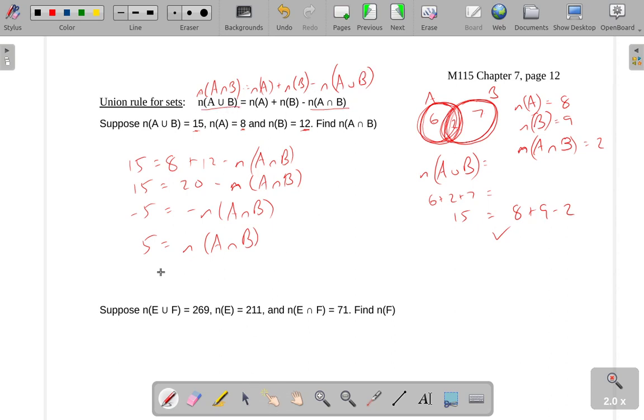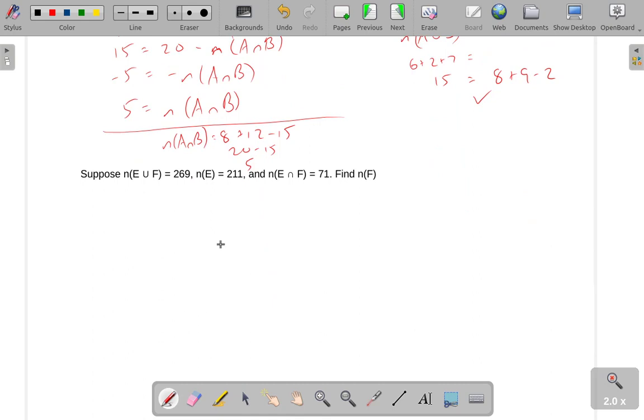So how that might work on this one is if you took 8 plus 12 minus 15, this would give you the size of the intersection. 20 minus 15, which is 5.